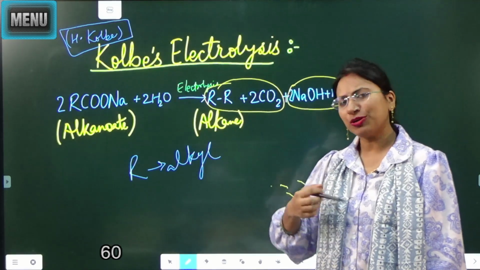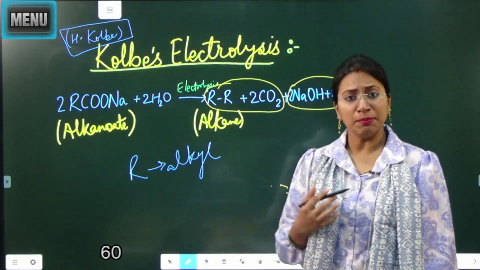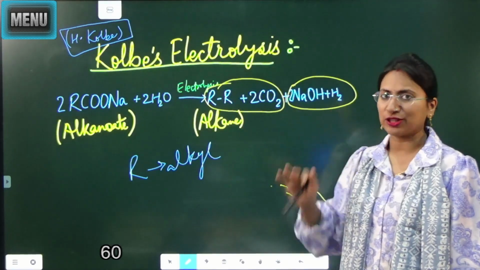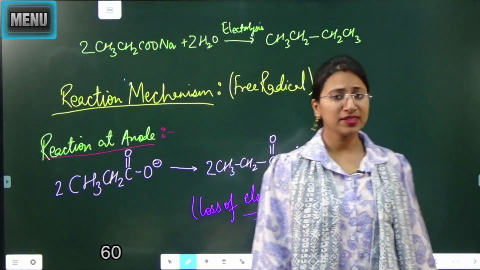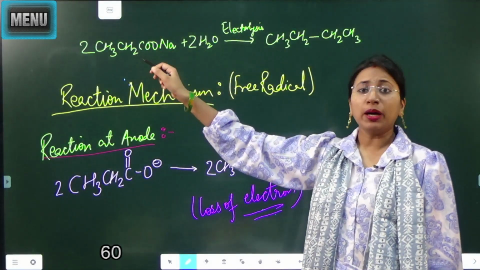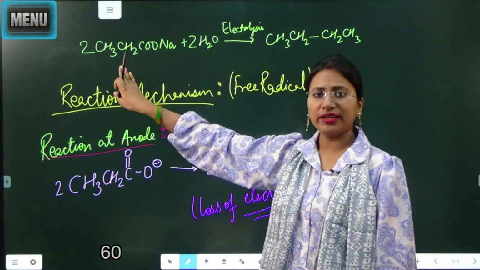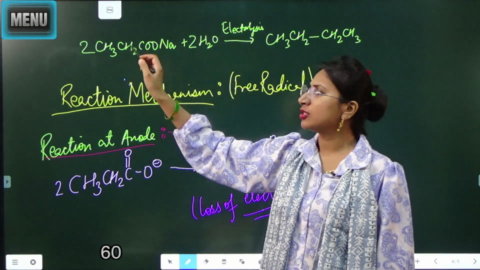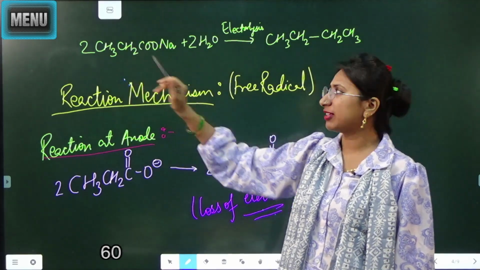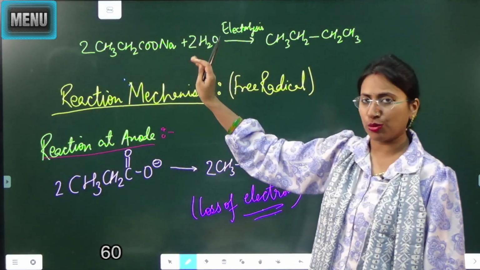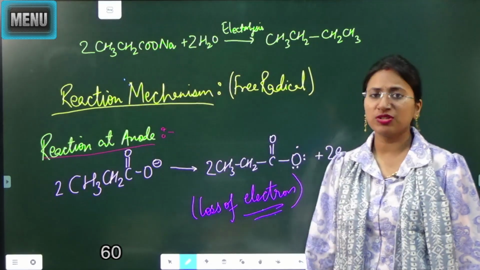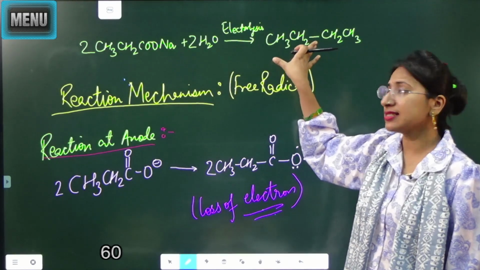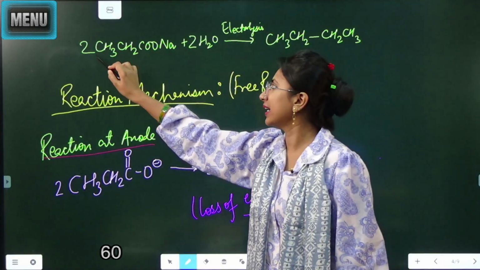Now, during the reaction mechanism, we will understand completely how we can get these two products at anode and these two products at cathode. So, we have taken a particular alkanoate here, sodium alkanoate, which is sodium propanoate. Two molecules of sodium propanoate we have taken and two molecules of H2O. If in molecular form we want to check the reaction, the main product we are going to get is alkane.